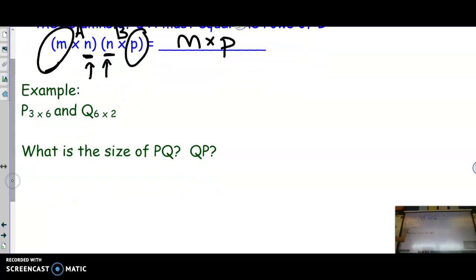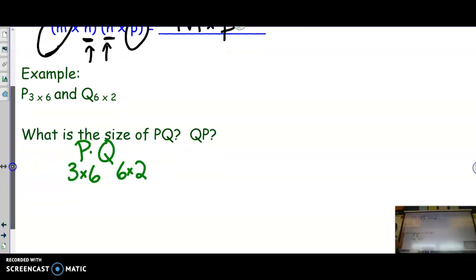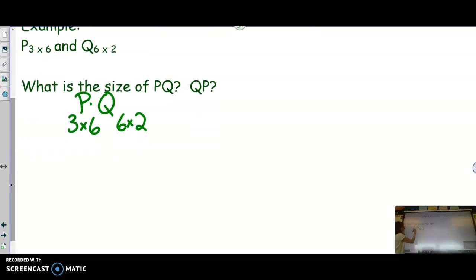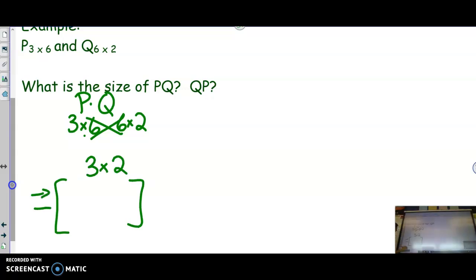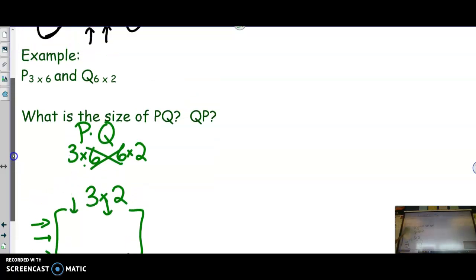If P is a 3 by 6 and Q is a 6 by 2, then if I do P times Q, I'm doing a 3 by 6 by a 6 by 2. And what ends up happening is the 6's in the middle are going to sort of cancel out. They match, they cancel out. And my end result is going to be a 3 by 2 matrix. So my answer will end up with 3 rows and 2 columns.